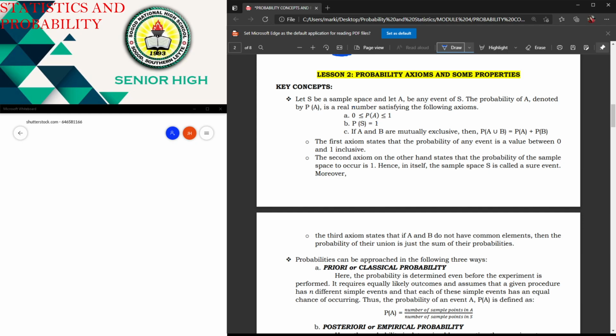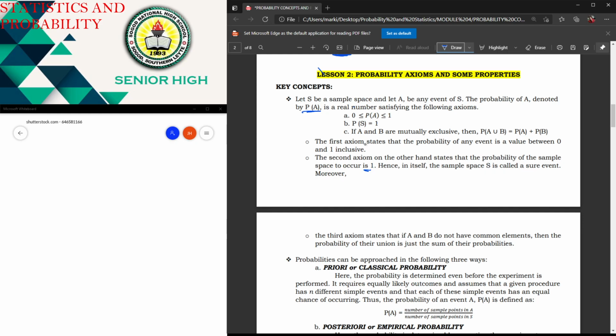Let S be the sample space and let A be any event of S. The probability of A, denoted by P(A), using a capital letter, is a real number satisfying the following axioms. The first axiom states that the probability of any event is a value between 0 and 1 inclusive. The second axiom states that the probability of the sample space to occur is 1. Hence, in itself, the sample space is called a sure event.